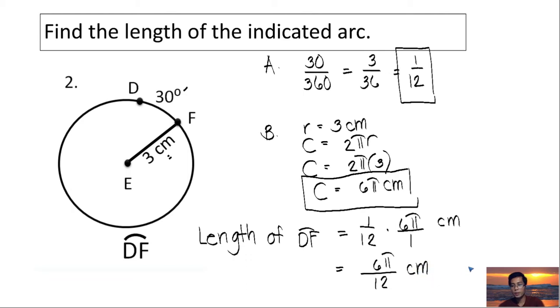Note, ito pwede pang i-lowest term. Ano lowest term nito? 6 divided by 6 is 1. 12 divided by 6 is 2. So, ibig sabihin, the answer is pi over 2 centimeters. Hindi na natin susulat yung 1 dito kasi 1 pi is the same as pi, di ba? So, the answer is pi over 2 centimeters. Note, dito pa lang, pwede ka naman mag-apply ng cancellation. Yun din po yung lalabas natin, pi over 2 centimeters. Maliwanag po ba ang length of arc?